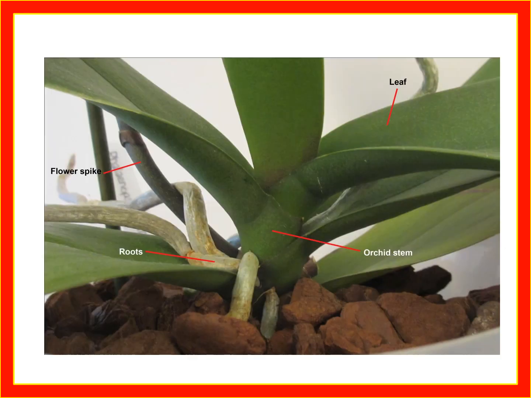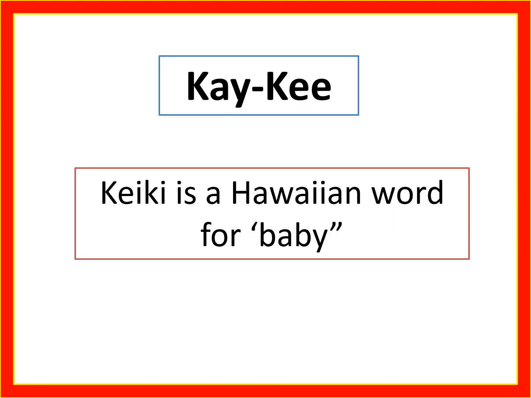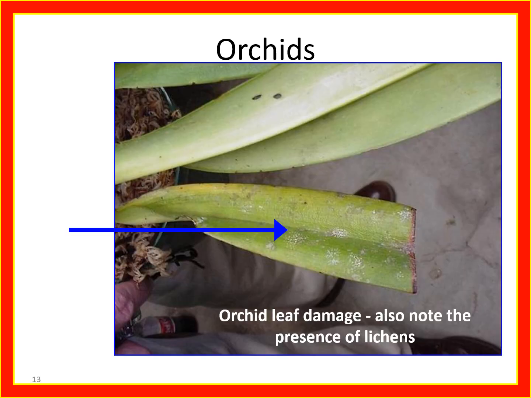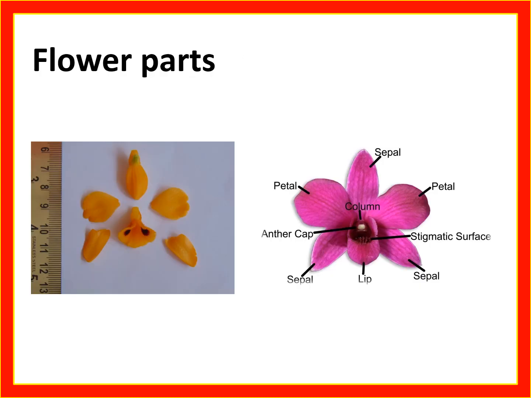So this is an orchid: flower, spike, leaf, stem, root, keiki. Keiki is a Hawaiian word for baby orchid. This is the orchid. You can observe wild collected papillae with collapsed surface cells and damaged midrib. Orchid leaf damage. Also note the presence of lichens.